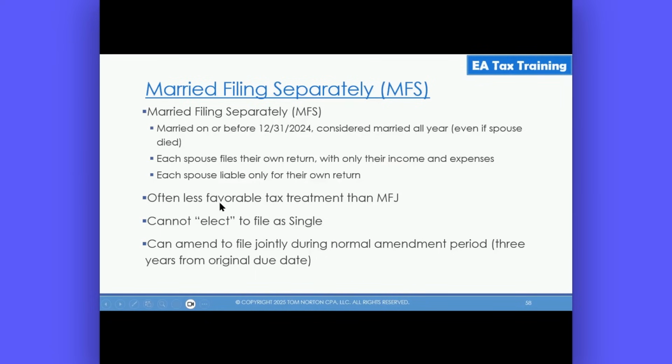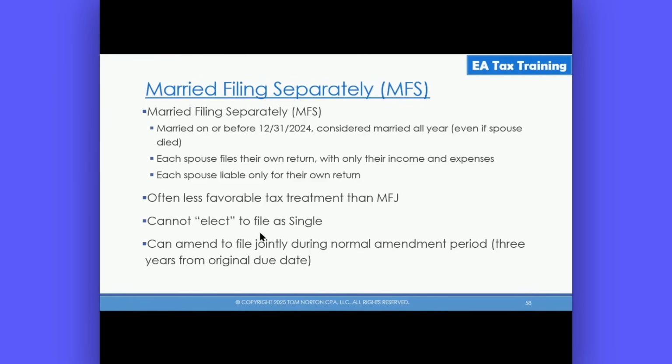Again, this is often less favorable tax treatment than married filing jointly, and you cannot elect to file single. So you can't just say, well, instead of filing married filing separately, I'll just file single. That is not allowed. If you were married on December 31st, 2024, then you need to file as a married person, whether you are married filing jointly or married filing separately. There is one minor exception to that we will talk about in a little while, but for the vast majority of time, if you're married, you have to file as a married person.